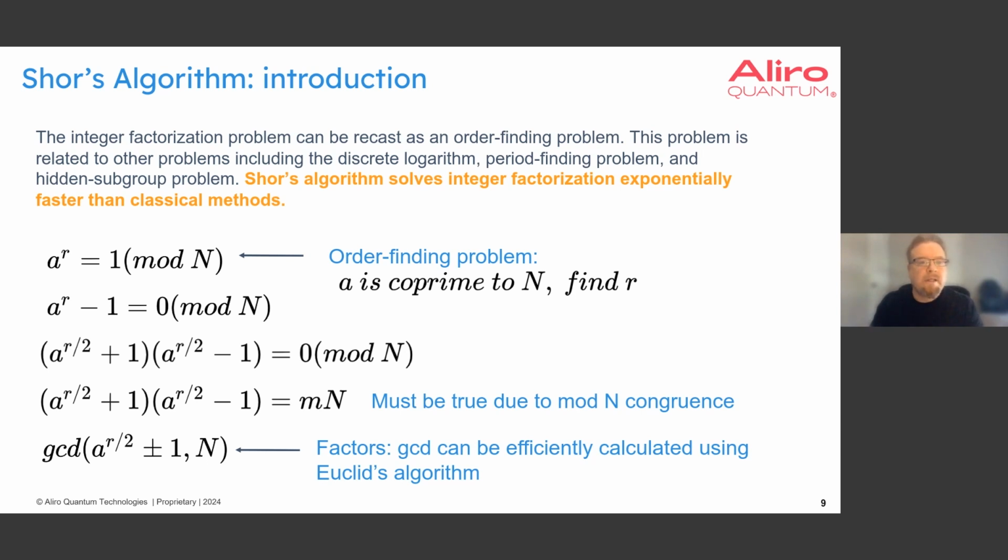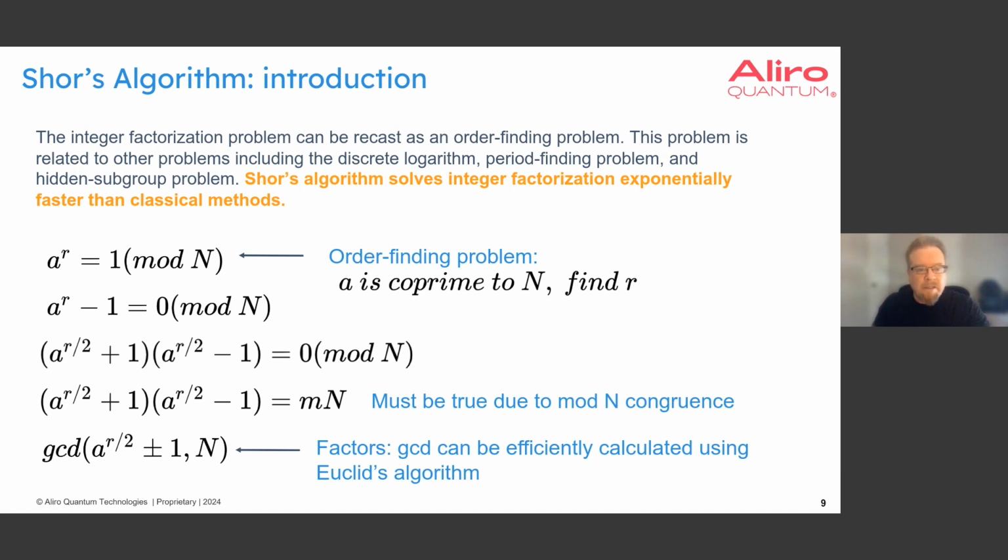So order finding is the problem where we're given a number a, which shares no factors with n, and we want to exponentiate it with a number r, and we want to choose r such that modulo n, this exponentiation equals 1. So if we do a little bit of algebra here, we can see that we can create a factorization that is related to our number n.